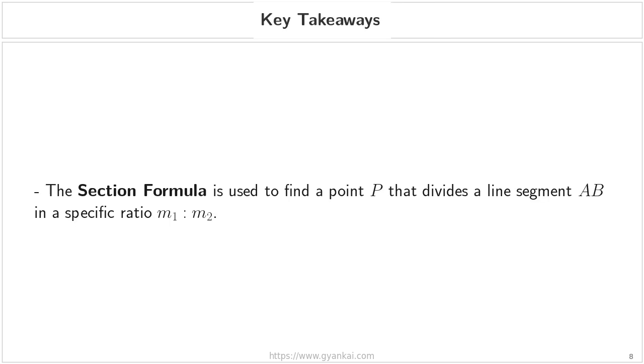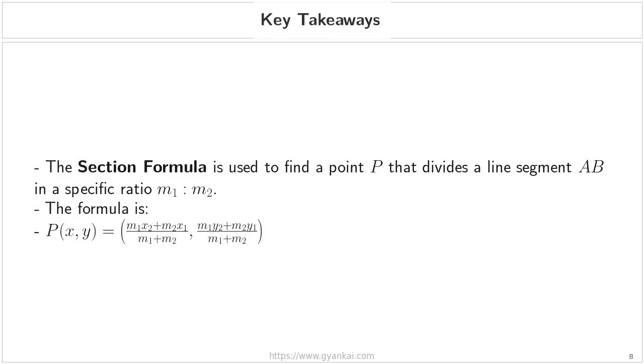Key takeaways. First, remember the primary purpose of the section formula. We use it specifically to find the coordinates of a point, let's call it point P, that divides a line segment connecting points A and B into a specific, given ratio, which we denote as m1 to m2. Now let's look at the formula itself one last time.